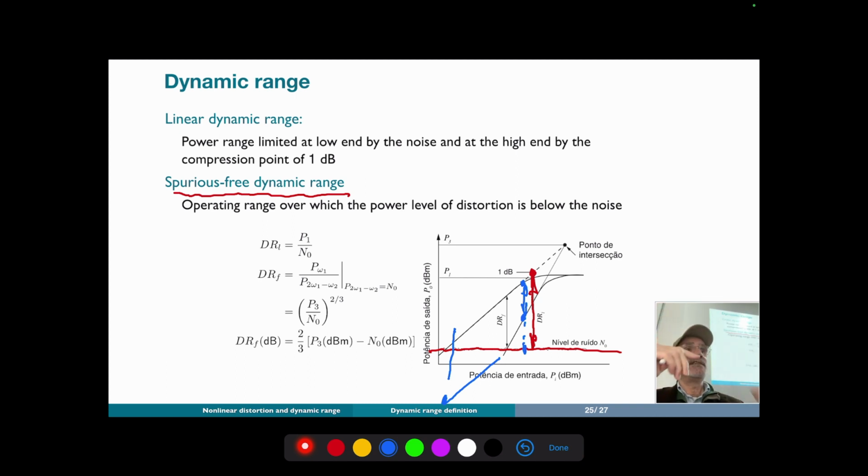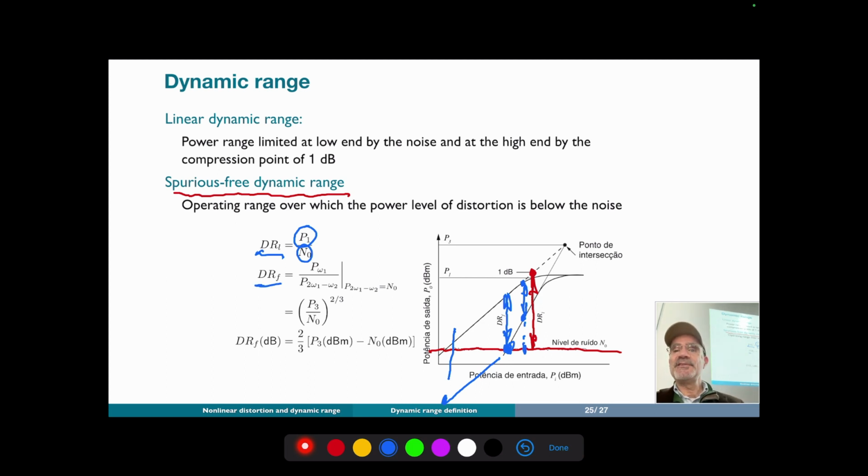slightly above this, then we start to see the power of the distortion start to become noticeable. Okay, and so this is the point here where the noise power is equal to the distortion power, which defines precisely the spurious free dynamic range. The linear dynamic range is defined by the 1 dB compression point divided by the noise level. And so in dB it is the power of the 1 dB compression point, in dBm, minus the noise level.